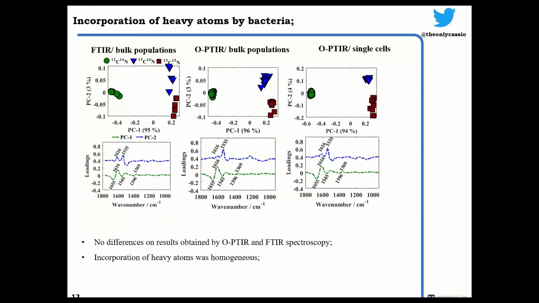Here we have the PCA. The clustering patterns are very similar, and we can discriminate all three groups. So basically, there are no differences in the results obtained by OPTIR spectroscopy compared to FTIR spectroscopy, from bulk populations and single cells. That means the incorporation of heavy isotopes is very homogeneous at the single cell level.